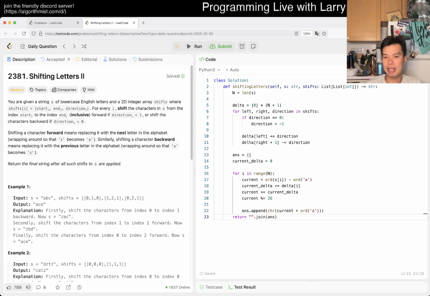So this is going to be linear time, linear space, or O of n space. We don't do that much with q in terms of space. So yeah, that's all I have for this one.